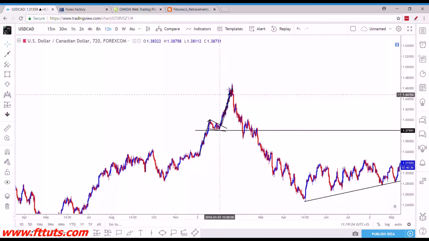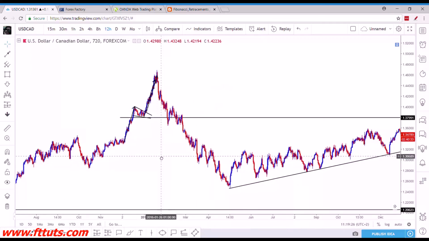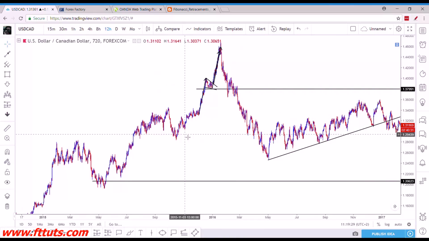However, there we could spot a head and shoulders from the last video. So yeah, this is continuation patterns.